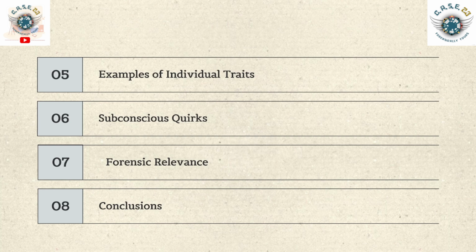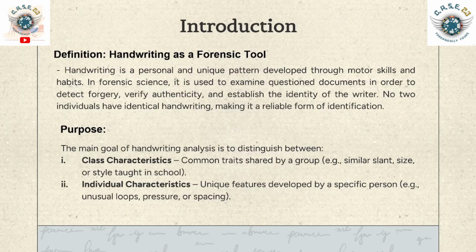Then we'll talk about subconscious quirks. Those are like little habits you don't even realize you have. Yeah, you have those subconscious quirks. I'll explain those in detail. And then comes the big question. Why is this relevant in forensic science? I mean, the class characteristics and the individual characteristics. And then finally, we'll wrap it up with a quick conclusion. And let me tell you, there's a little surprise at the end of this video. So stay tuned. Well then, let's start with the basics, that is introduction.